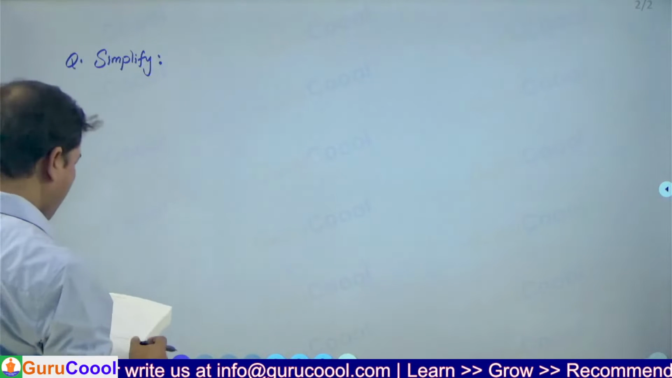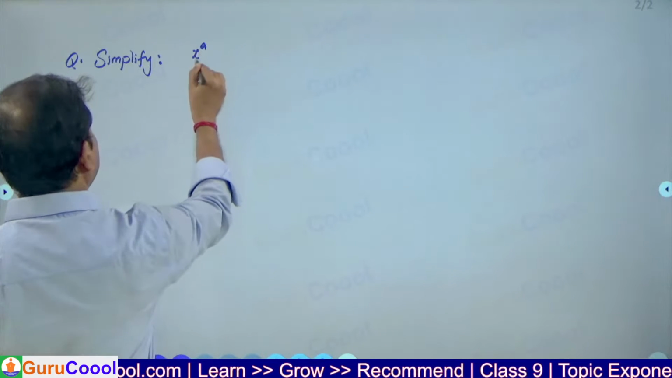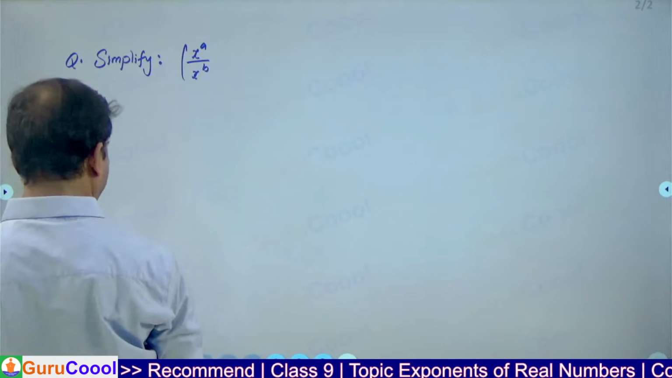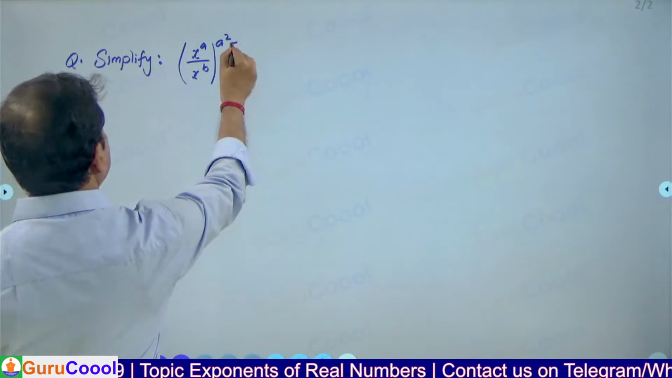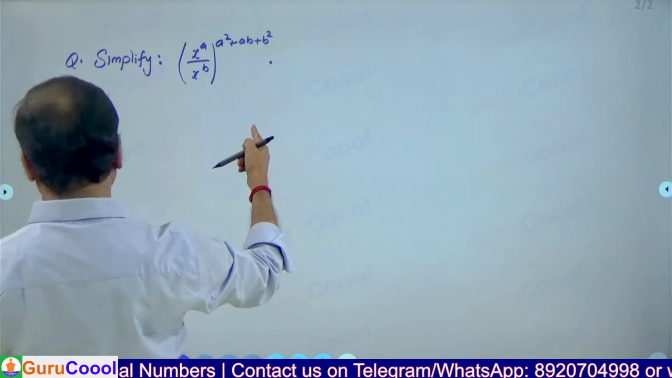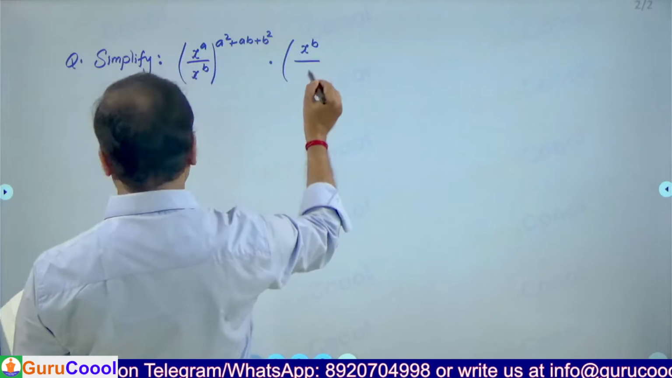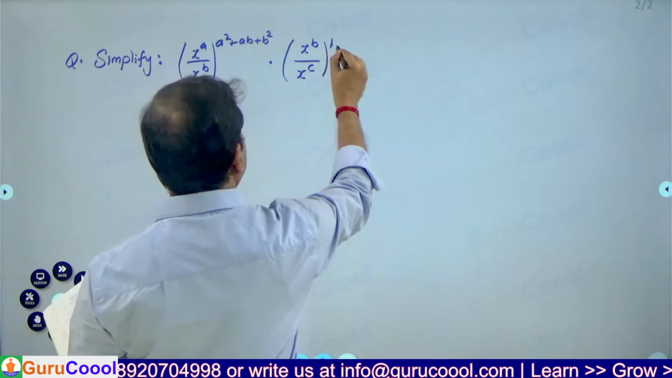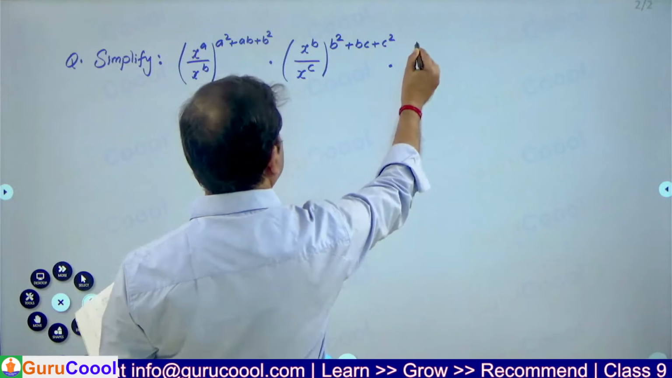You can note down the question along with me. x raised to the power a upon x raised to the power b has a power a square plus ab plus b square. There is a multiply sign here, and then x raised to the power b upon x raised to the power c whole raised to the power b square plus bc plus c square.